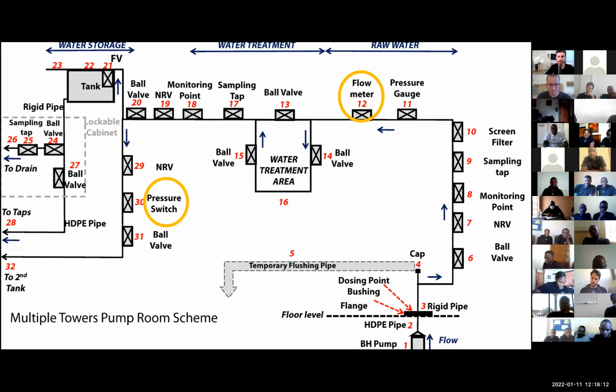And here you can see a diagram of the pump room in a multiple tower pump room. And you can see that the pressure switch is on the second tower pipe. The reason we put it there is that we want the pressure switch to shut down only when the second tower is full. So that's why we put it on this pipe. And this is the way it signals it the best way.